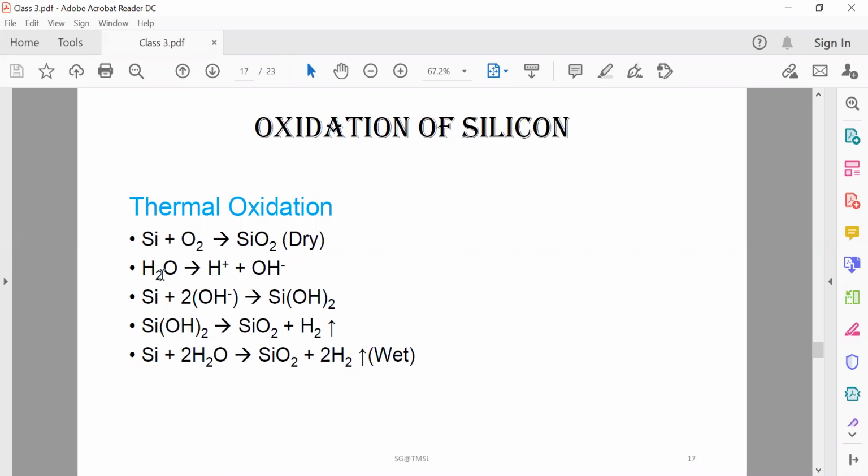After that, H2O gives H plus and OH minus. This OH minus reacts with silicon, and it forms SiOH.